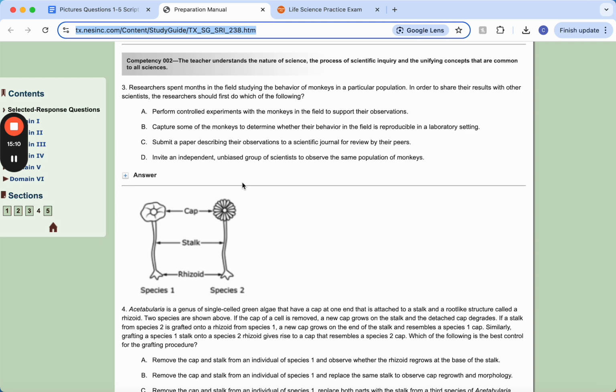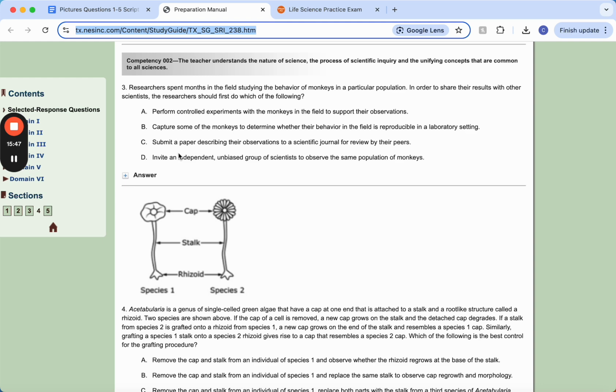So C here is the correct answer. C says, submit a paper describing observations to a scientific journal for review by their peers. C is correct because that is how we share our findings in science. We write scientific articles that are peer-reviewed by other groups to ensure the accuracy. And then those peer-reviewed articles and journals are sent out to the world so that they can be read and replicated. Other scientists can go back and read through. If they want to replicate the experiment themselves, they can do that.